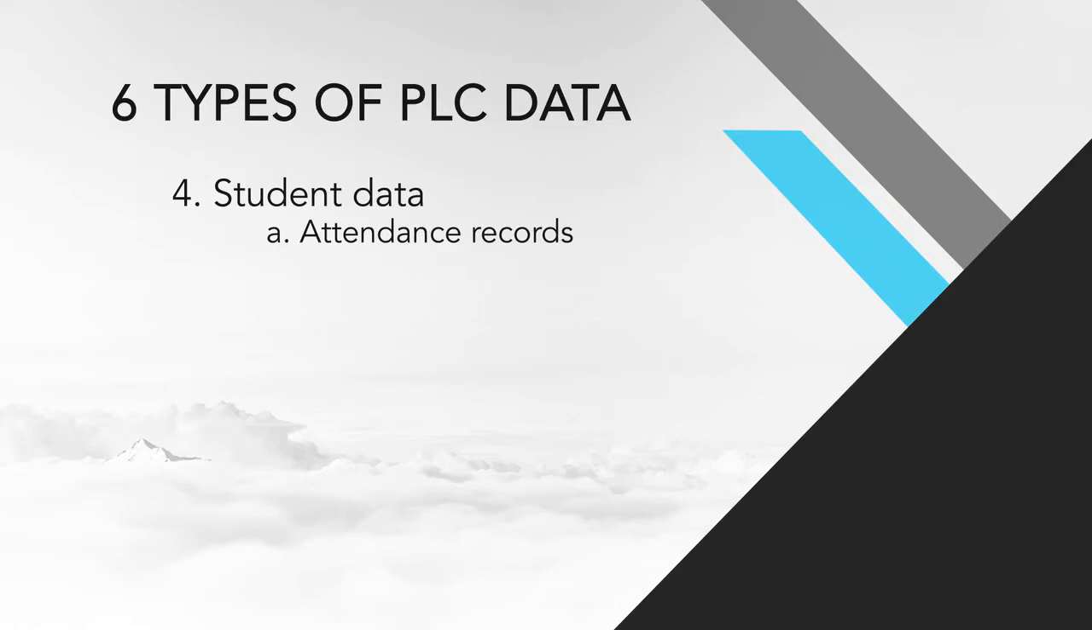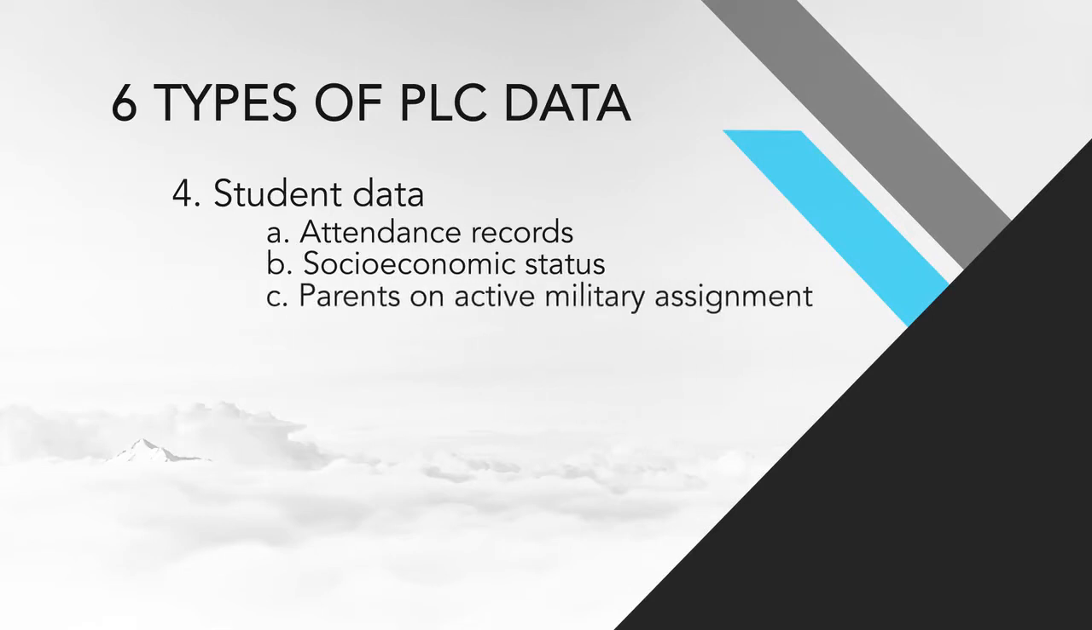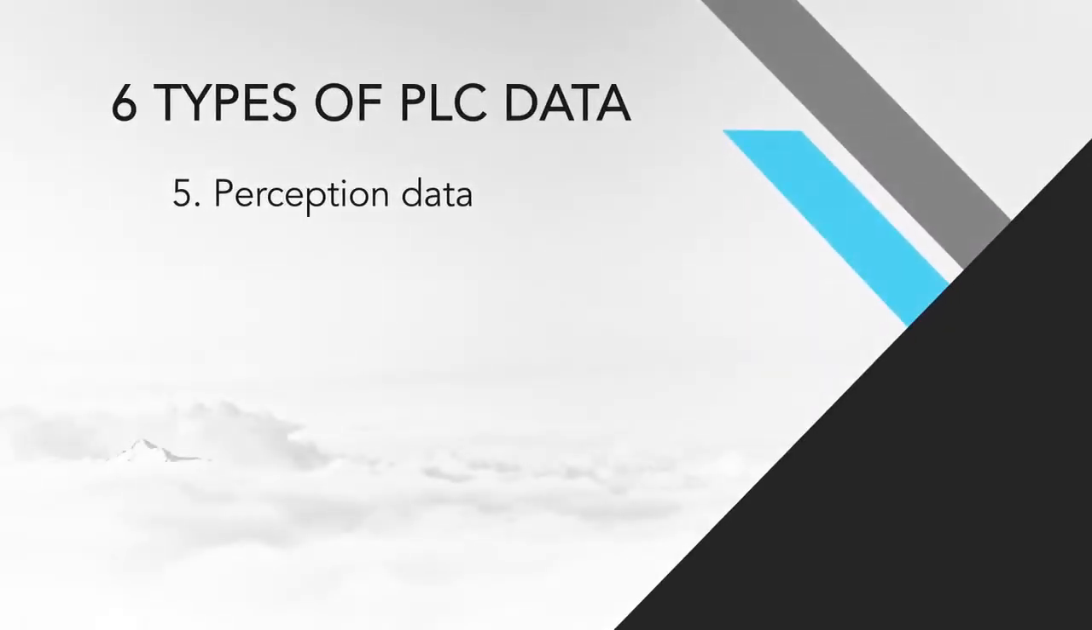If the child is not in the building, then the response to improving achievement isn't make a better curriculum or get better teachers. The response is, let's find a way to get better attendance rates. Another factor, socioeconomic status, number of parents on active military assignment. These are the kinds of things that absolutely impact student achievement, but they're not the kinds of things that we might have when we're looking at the standardized test scores to help us understand the dynamics of what is going on.